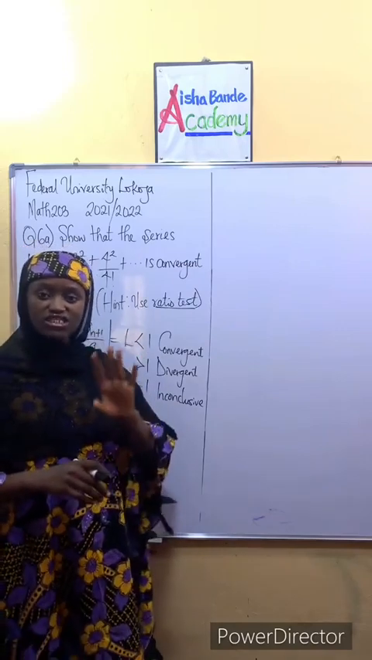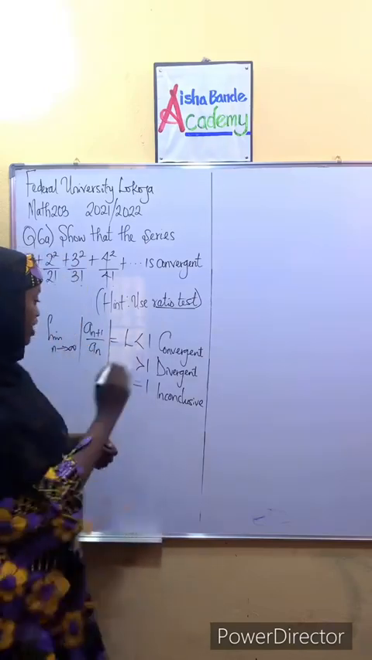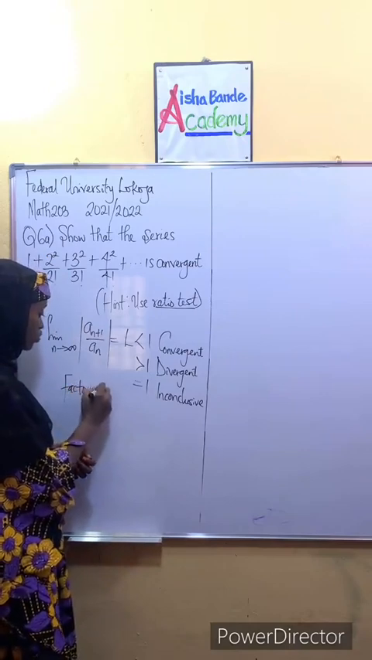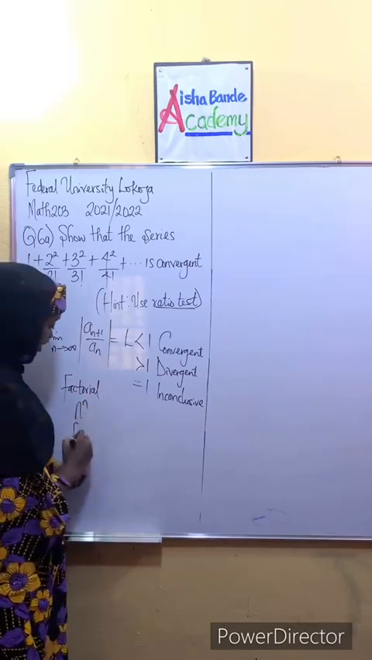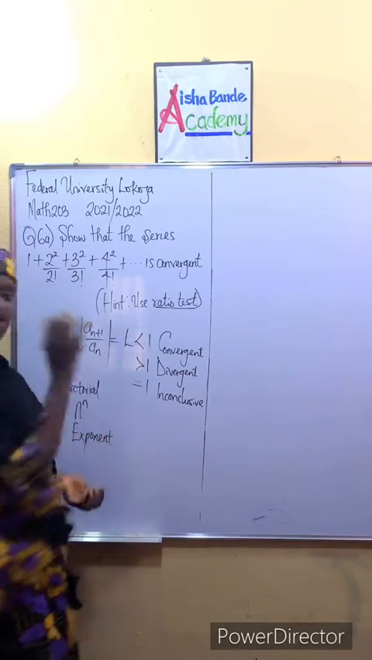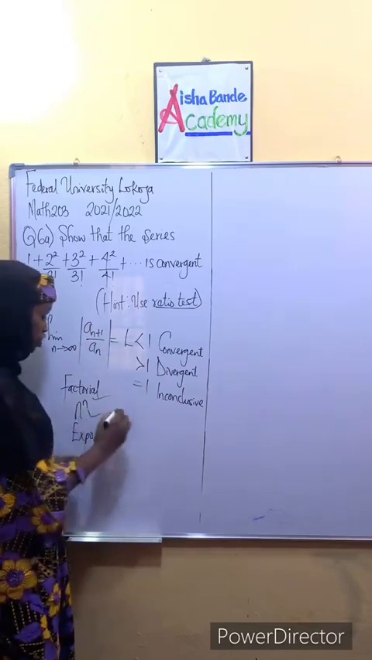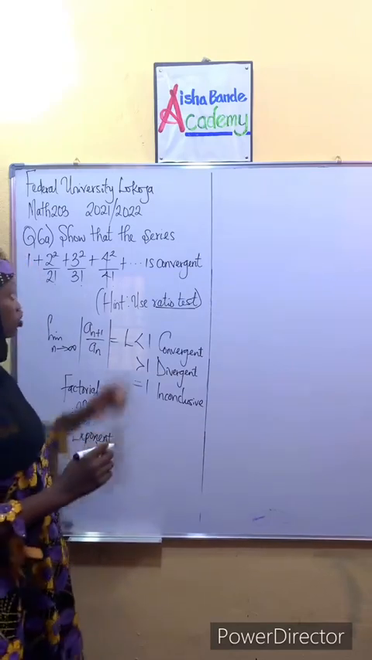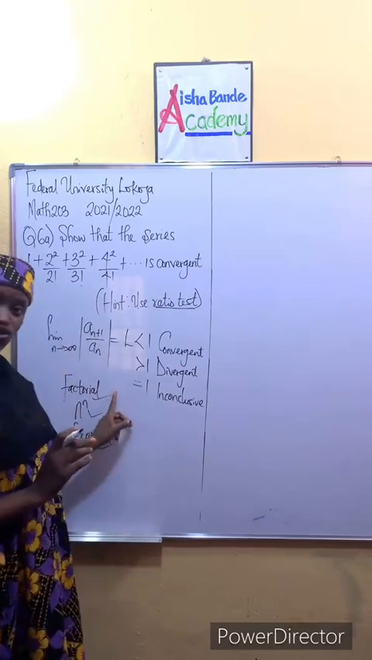There are three forms the ratio test comes in. We have the factorial, we have n raised to the power of n, and the third one is known as the exponent. So what this means is that the ratio test comes either in factorial form, or in the form of n raised to the power of n, or in the form of an exponent. Looking at the question we have here, this question is a factorial one.